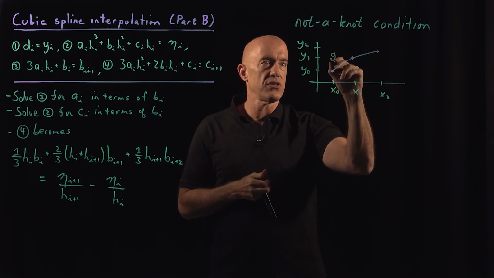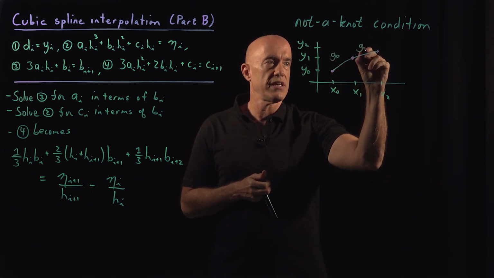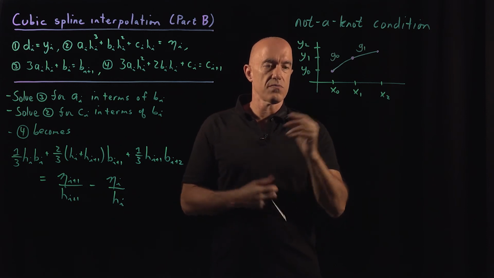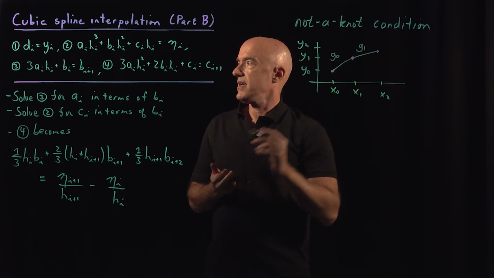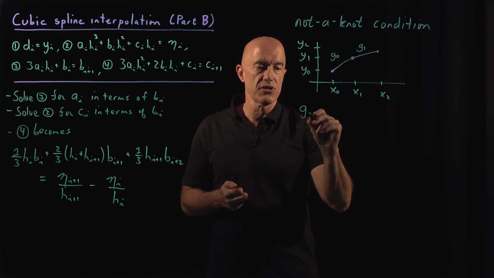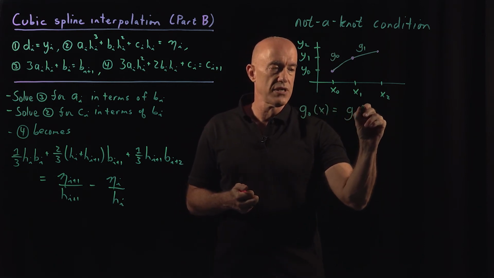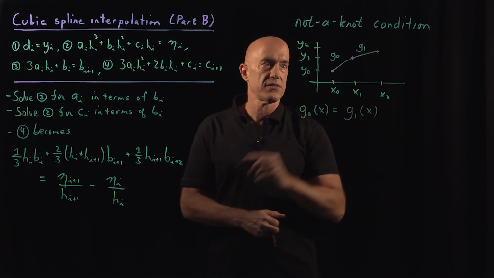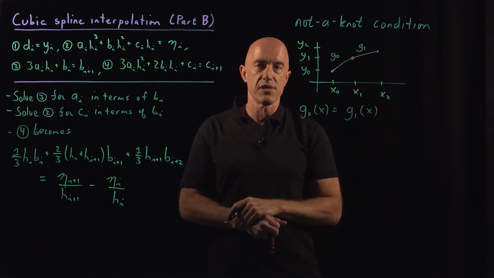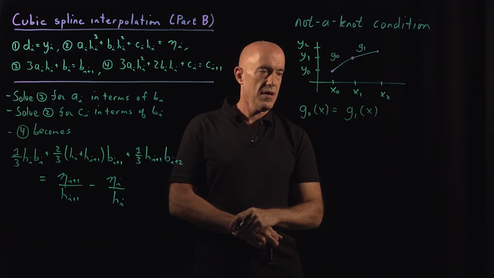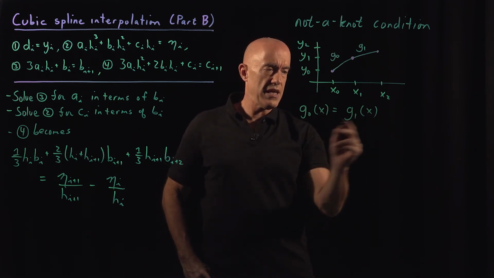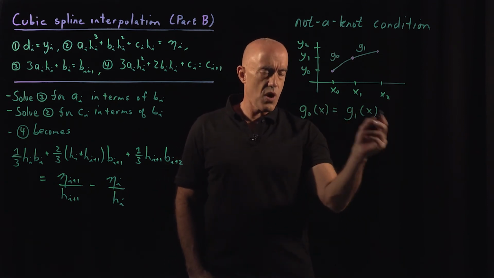So this is g0, this is g1. The not-a-knot condition is saying that this function of x, g0 of x, is the same function as g1 of x. So this middle thing is not really a knot. In order to implement this, this is one condition.